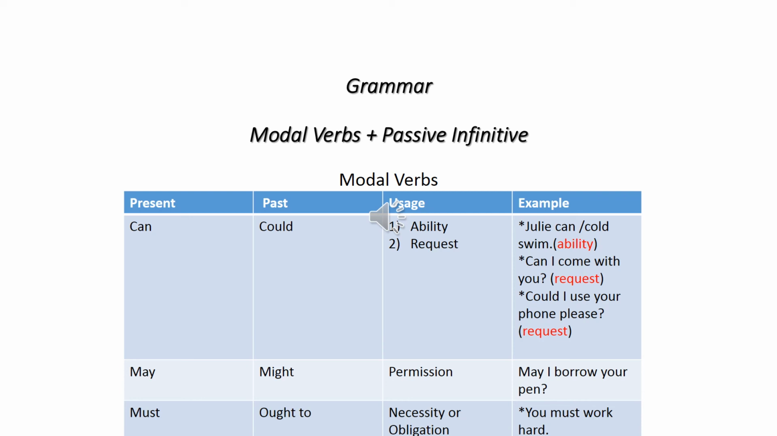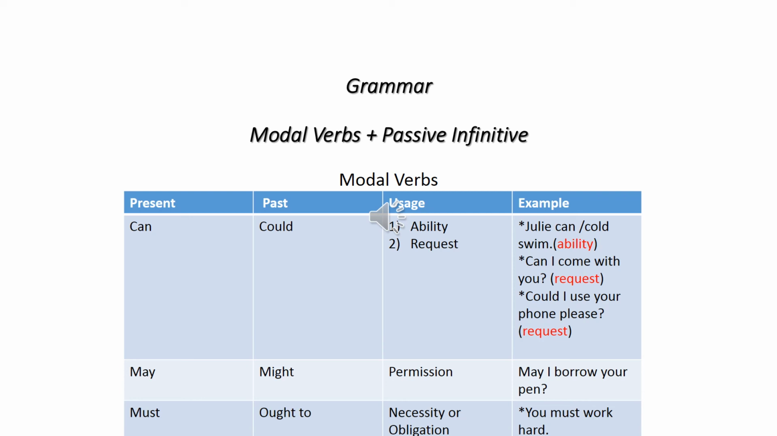The third modal verb is must, and the past form of must is ought to. When do we use this modal verb? When we talk or express necessity or obligation. It means you have to do something. For example, you must work hard. You must work hard.